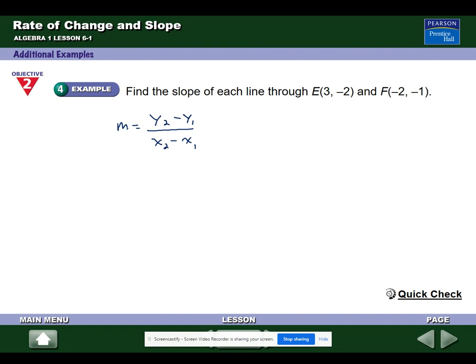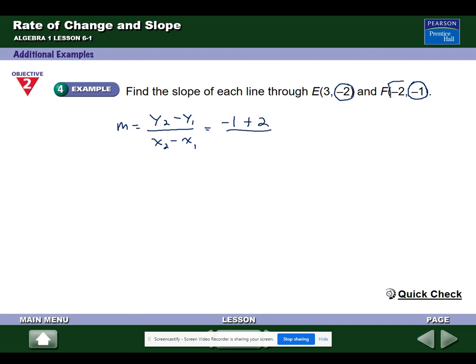M is the slope. Our calculation is y2 minus y1 over x2 minus x1. Make sure you get to know this formula as you do these calculations. Now the key here is whichever way you decide to subtract, you have to do that in the same way. So if I decide to go negative 1 minus negative 2, over, you got to do it in the same direction.